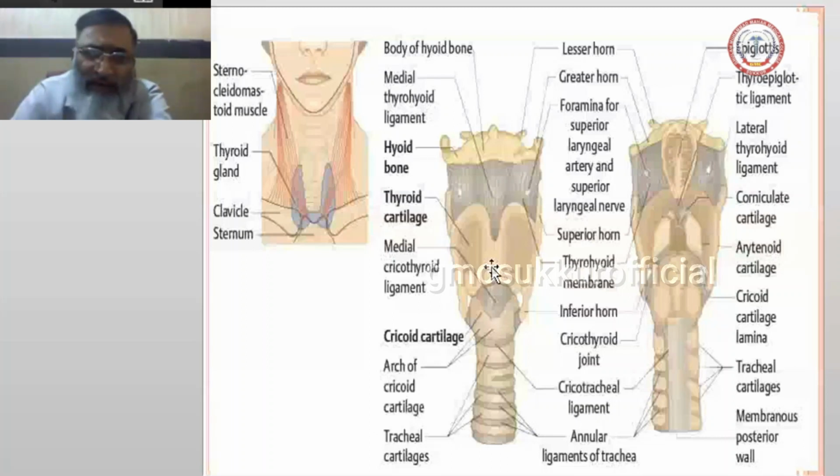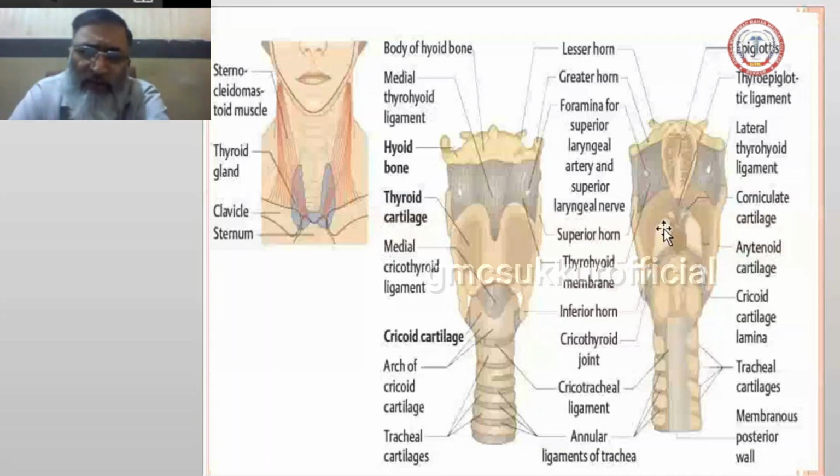Now when the vocal cords get infected and there's no air entry, then you have to just puncture the cricothyroid membrane to save the life of the child. This is very, very important. Cricothyroid puncture is very, very important in children because there's no time for you to go for tracheostomy or to shift the patient to the operation theater.